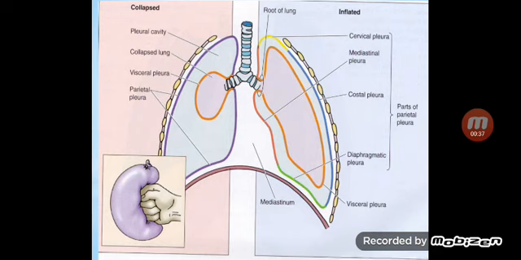First, we start with the pleura. The pleura is a serous sac. It is a closed serous sac. It consists of two layers.